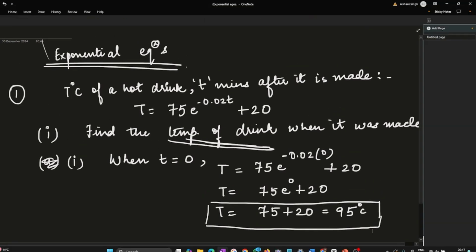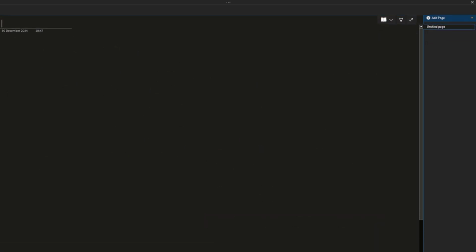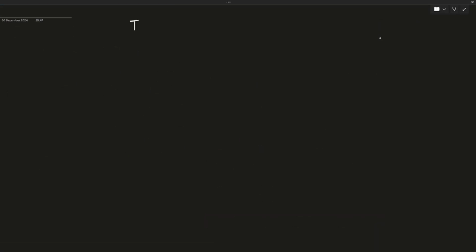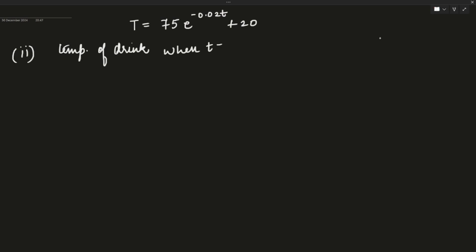Okay, now we have a second part to this question. We'll just write the equation. The equation is T is equal to 75 into e to the power of minus 0.02 t plus 20. Okay, so the second part is you have to find the temperature of the drink when t is equal to 6.